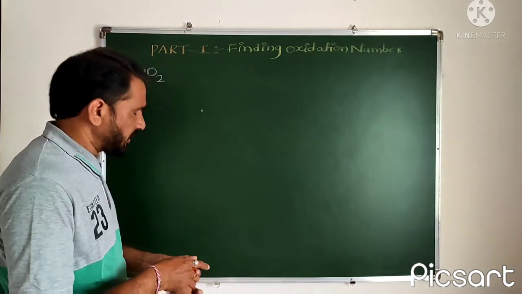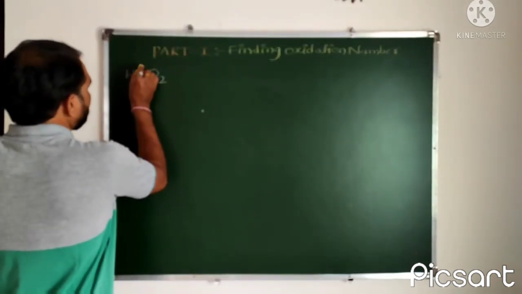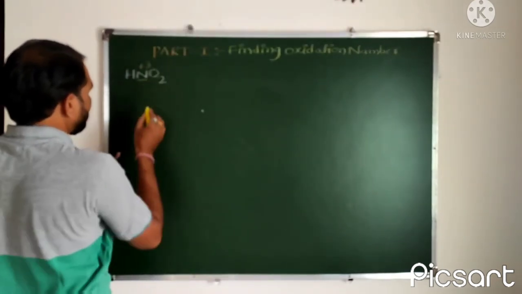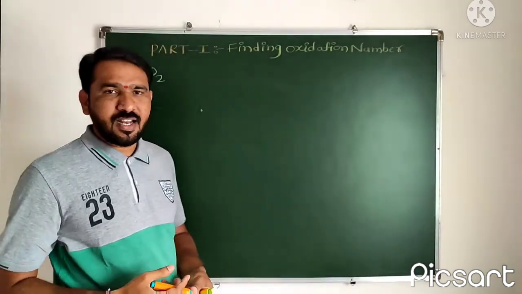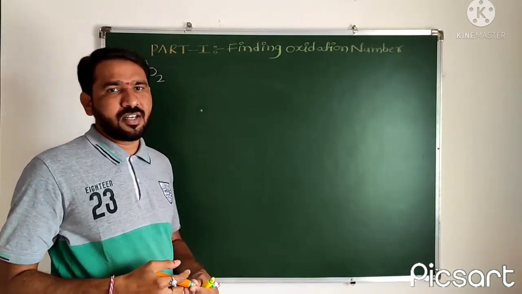Is it clear? Right. So here plus 3 oxidation state. Like that we will discuss some more examples. By that we will get clarity about finding the oxidation number.